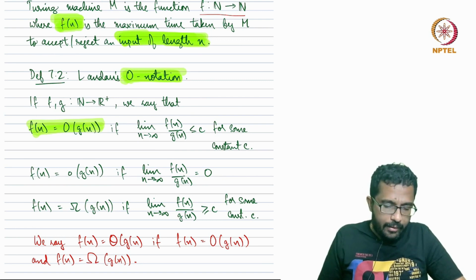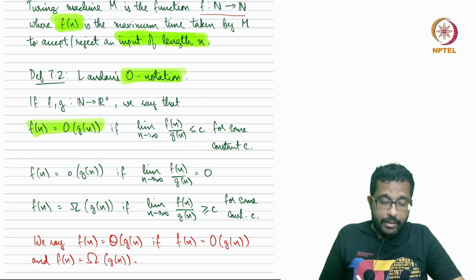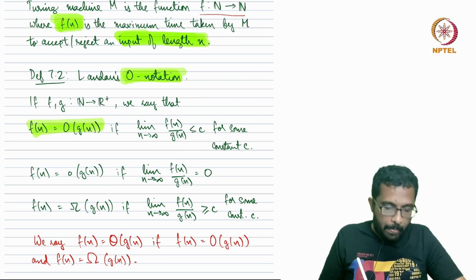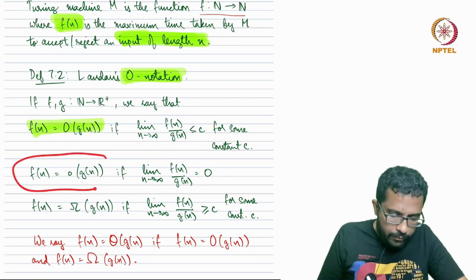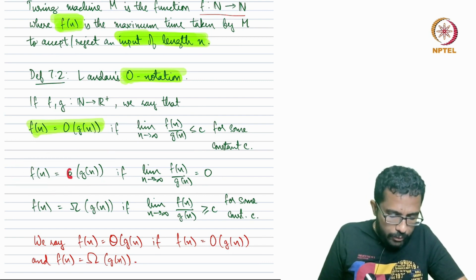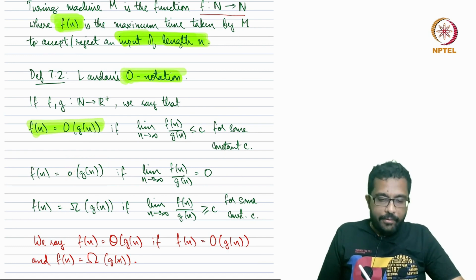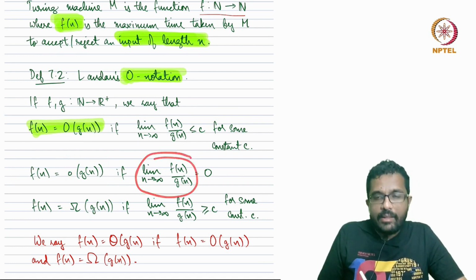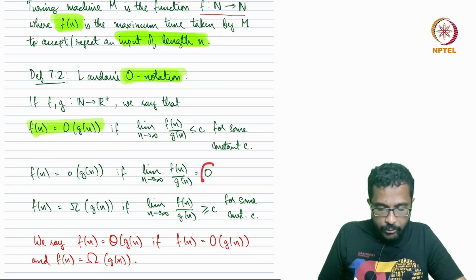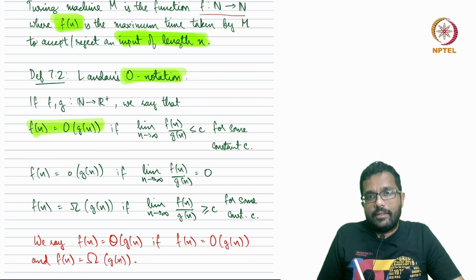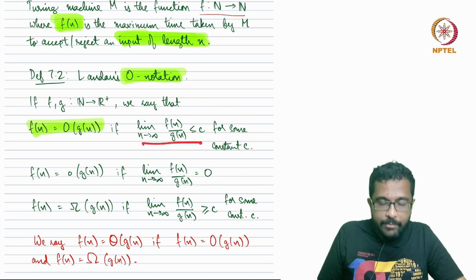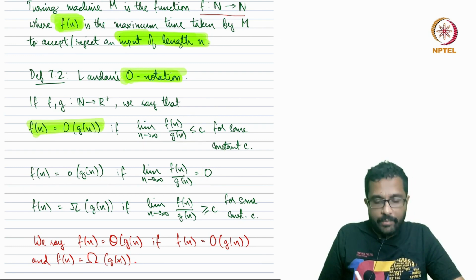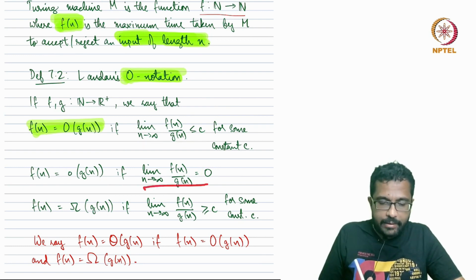We say f is little o of g. It's the same, but the o is a smaller o, if the limit as n tends to infinity of f by g is 0. So if the limit is at most some constant, we say it is big O of g. If the limit is 0, we say it is little o of g.